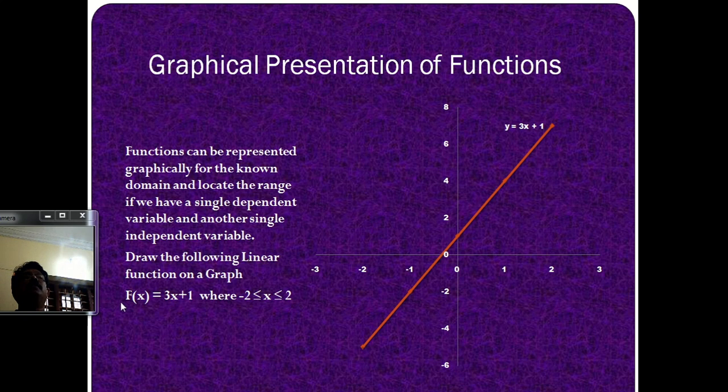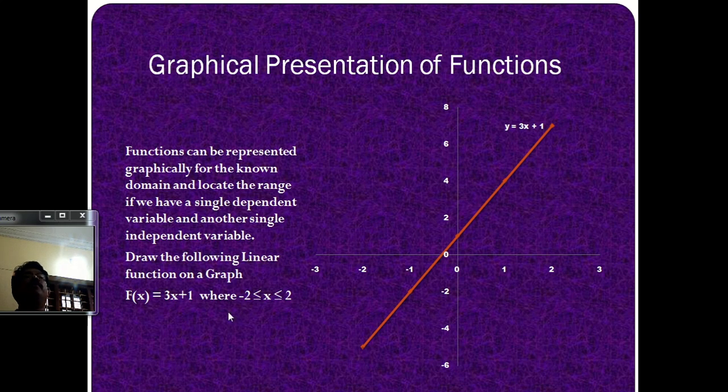Then you will have to represent this function with the help of a graph paper. So you draw the axes. One is your x-axis and another one is your y-axis. Then you prepare a table. In the table, first of all you will have to give the x values given here. So first one is -2, then -1, then 0, then 1 and 2. Then find the f of x values or y values.